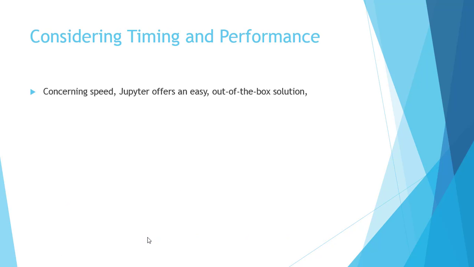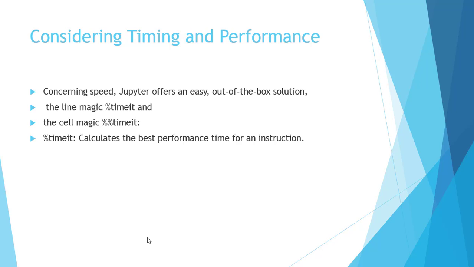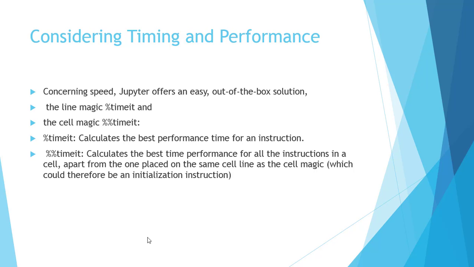Now, considering the timing and performance, considering the speed, Jupyter offers an easy out-of-box solution, that is the line magic function, %timeit, and the cell magic function, %%timeit. Using %timeit, we can calculate the base performance time for an instruction, and %%timeit is a cell magic function which calculates the base performance time for all the instructions in a cell, apart from the one placed on the same line as the cell magic, which could therefore be an initialization instruction.